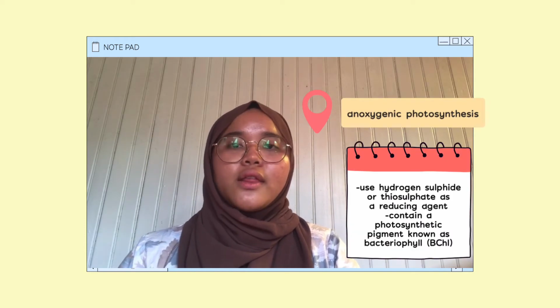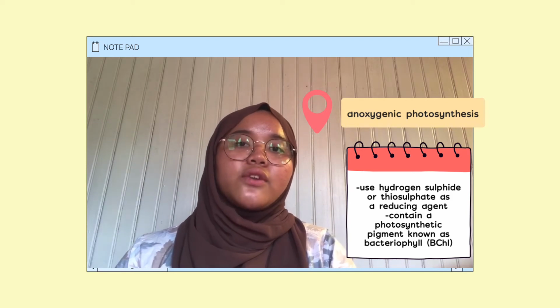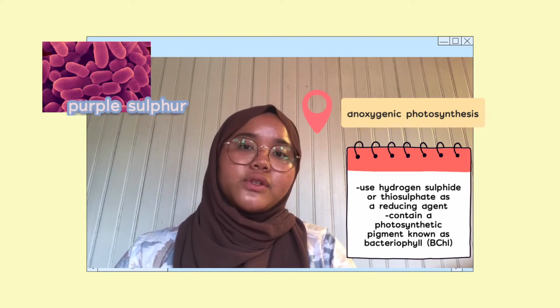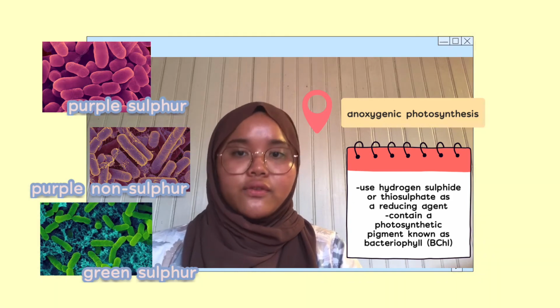In anoxygenic photosynthesis, instead of water, they use hydrogen sulfide or thiosulfate as a reducing agent. They contain a photosynthetic pigment known as bacterial chlorophyll. Some of the examples are purple sulfur bacteria, purple non-sulfur bacteria, and green sulfur bacteria.